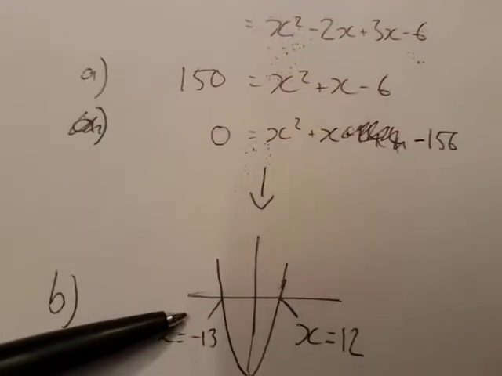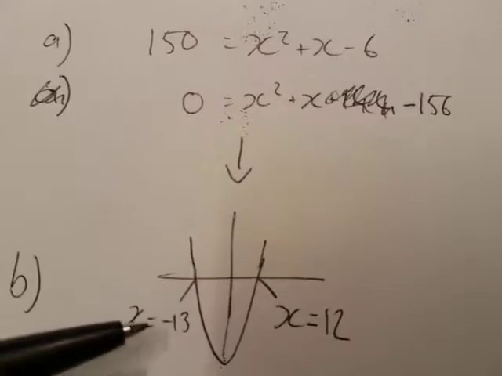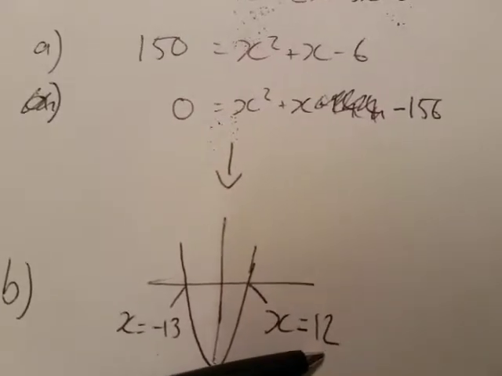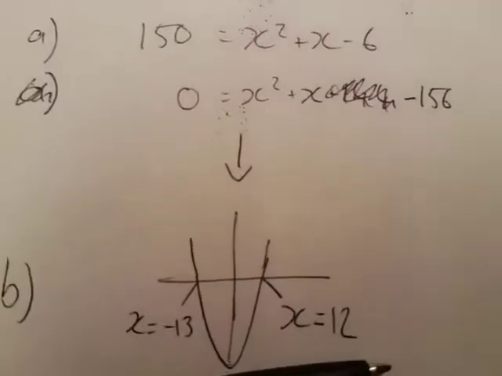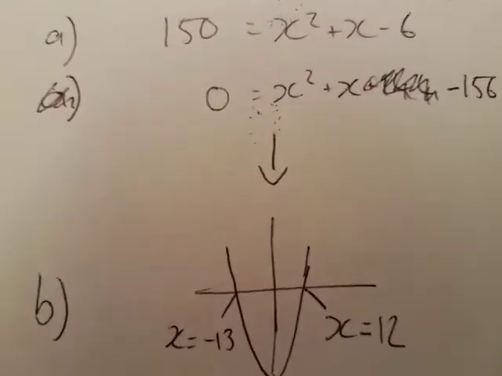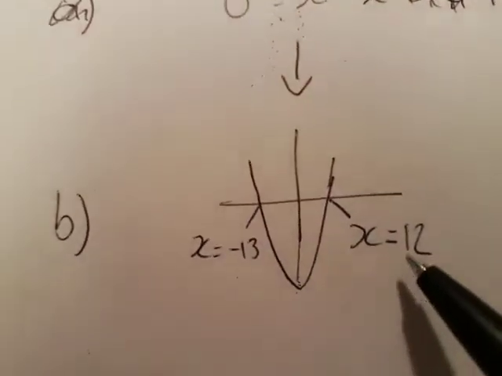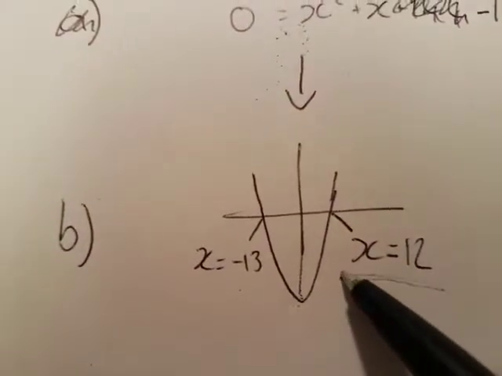Doing so gives you a graph that looks something like this, where we have two solutions for x, negative 13 and positive 12. And because this is for area, we can't have a negative solution for x in this case. So therefore, x, where am I? This is my solution, x equals 12.